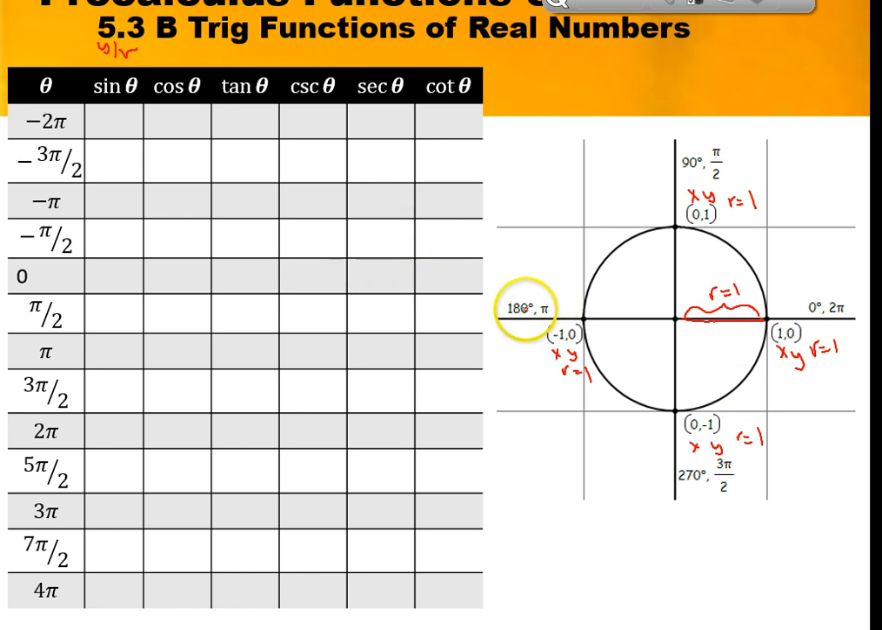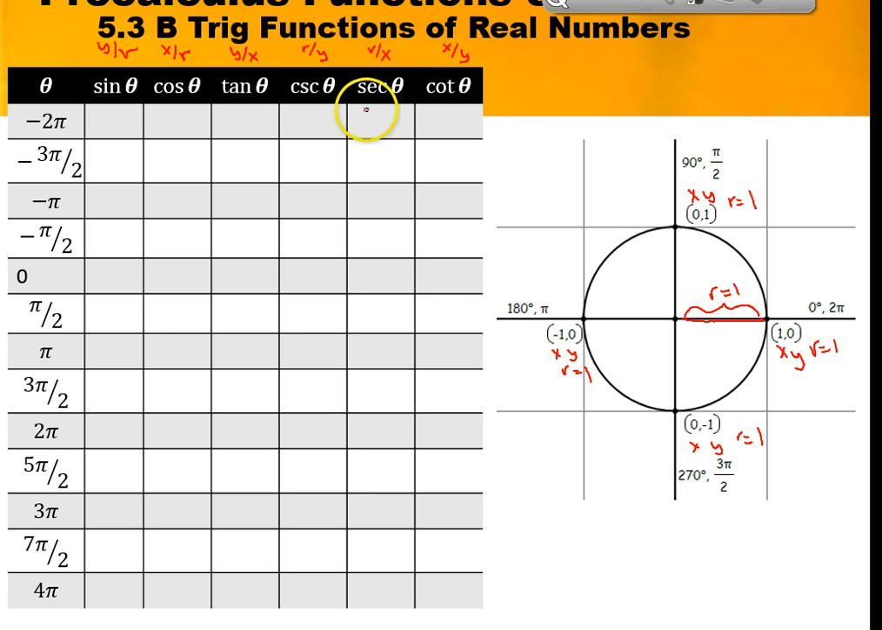Let's go ahead and write all of these down. Cosine, remember, is x over r. And tangent is y over x. And cosecant goes with sine, so that would be r over y. And secant goes with cosine, so that would be r over x. And then cotangent goes with tangent, so that would be x over y.